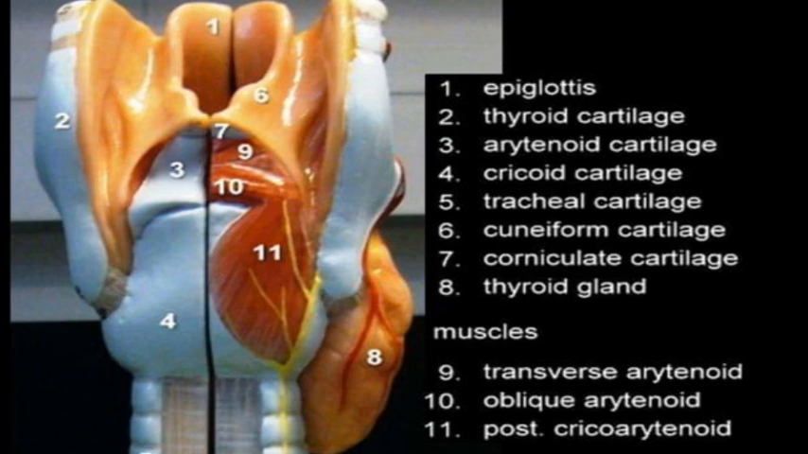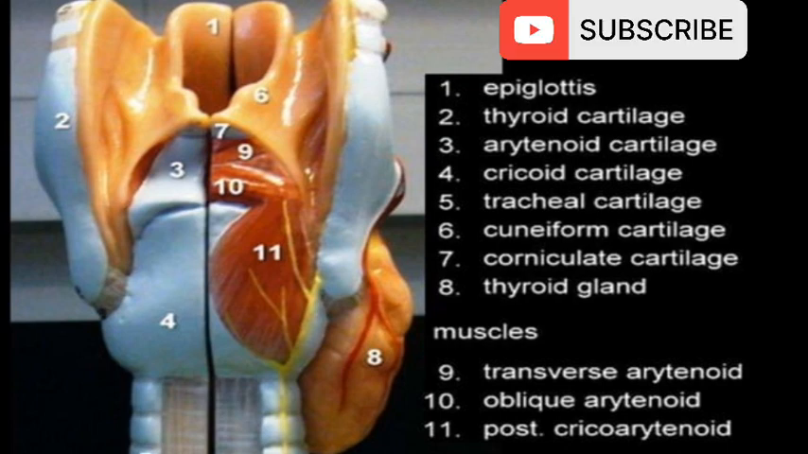So let's have a look. This is the posterior view. One, we have the epiglottis, an elastic cartilage. Second, we can see the thyroid cartilage. Third, if you see the cartilage portion, we can see the arytenoid. Followed below, we have the cricoid. So between the thyroid, epiglottis, and cricoid, we have the arytenoid cartilage. Fifth, we can see the tracheal cartilage. Sixth, we have the cuneiform cartilage. Seventh, corniculate, and eighth is again the thyroid gland. The muscles we get are the transverse arytenoid, oblique arytenoid, and posterior cricoarytenoid muscles. So that's all from the posterior view of the larynx.